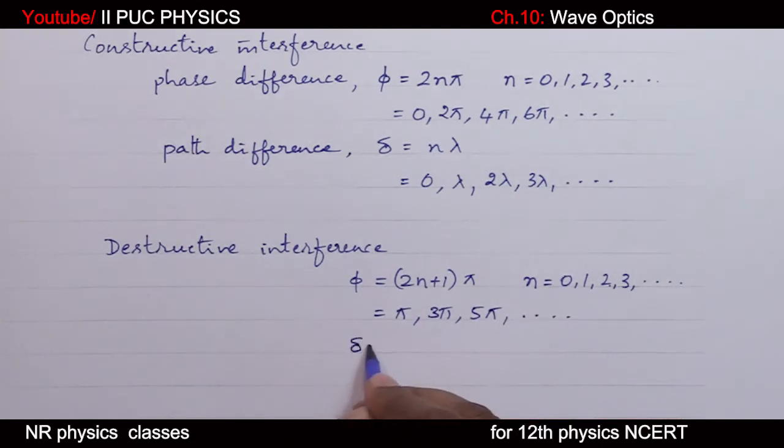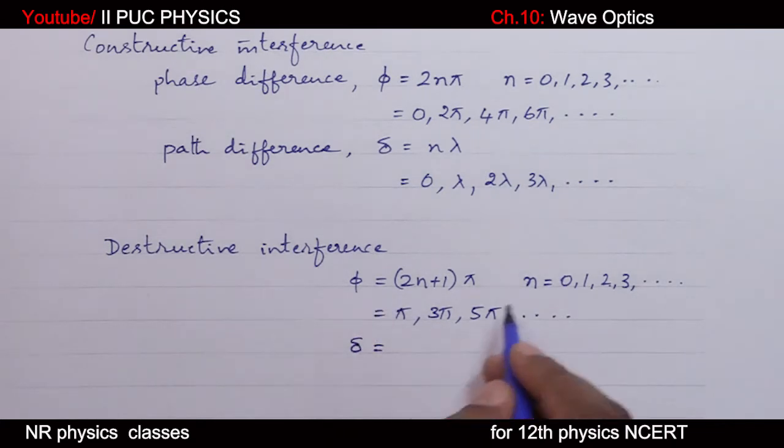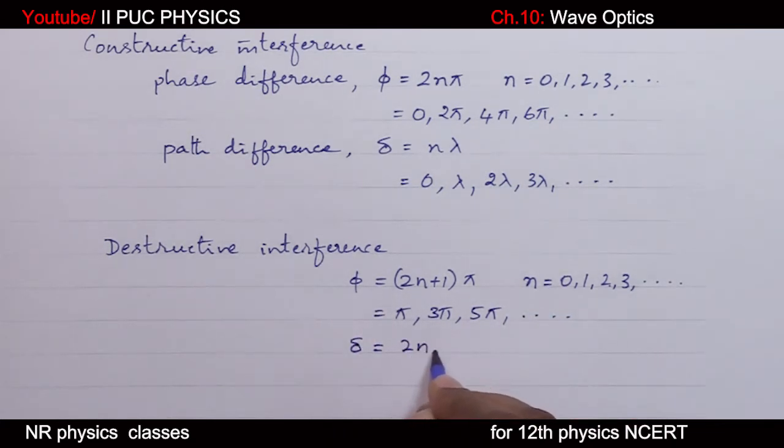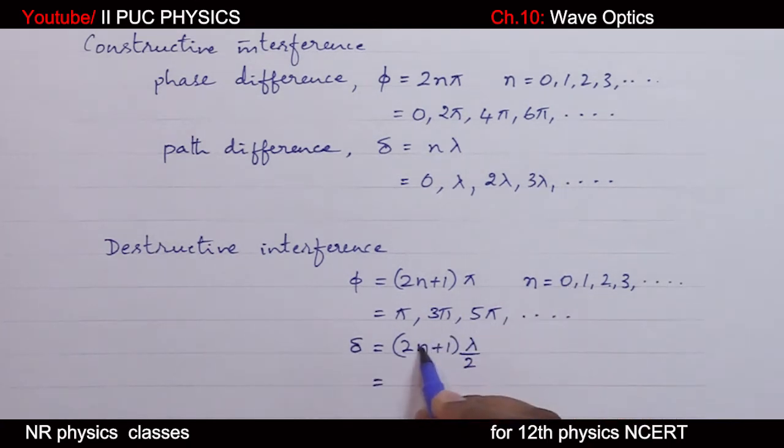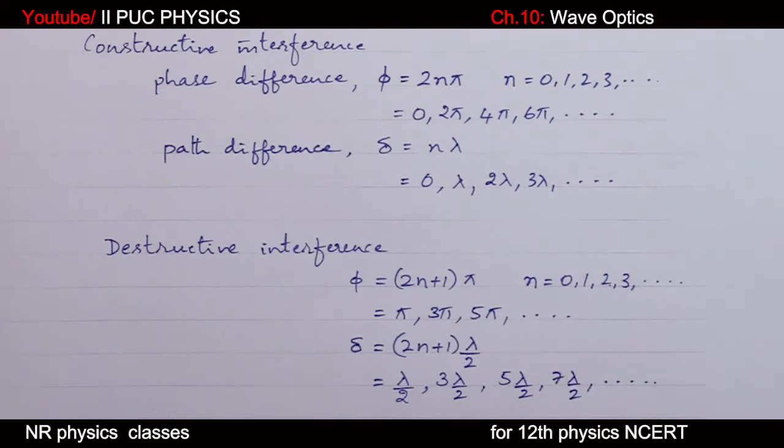And in terms of path difference, delta stands for path difference, 2n plus 1 into, in place of pi, lambda by 2. Substitute 0, we get lambda by 2, half of the wavelength. Substitute 1, 2 into 1, 2 plus 1, 3 by 2. So it is 3 lambda by 2, 5 lambda by 2, 7 lambda by 2. So odd integral multiple of half of the wavelength.